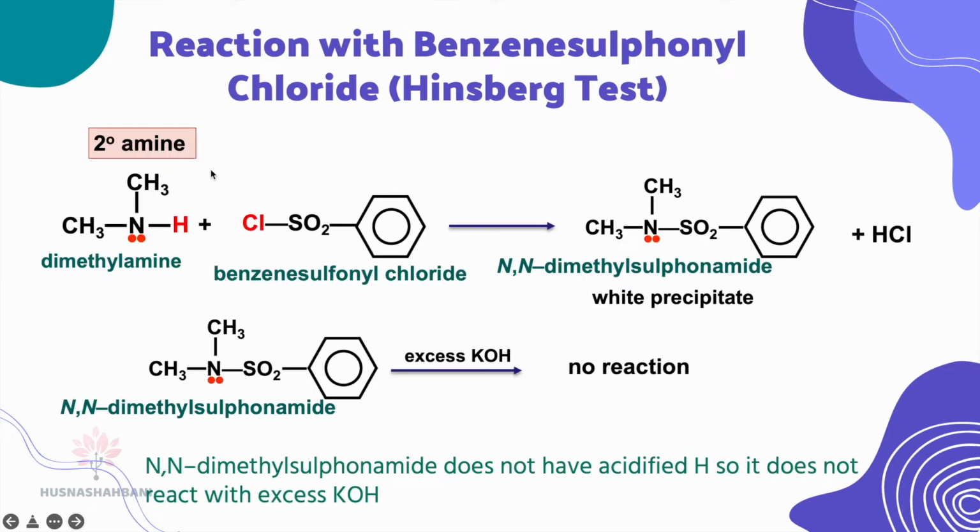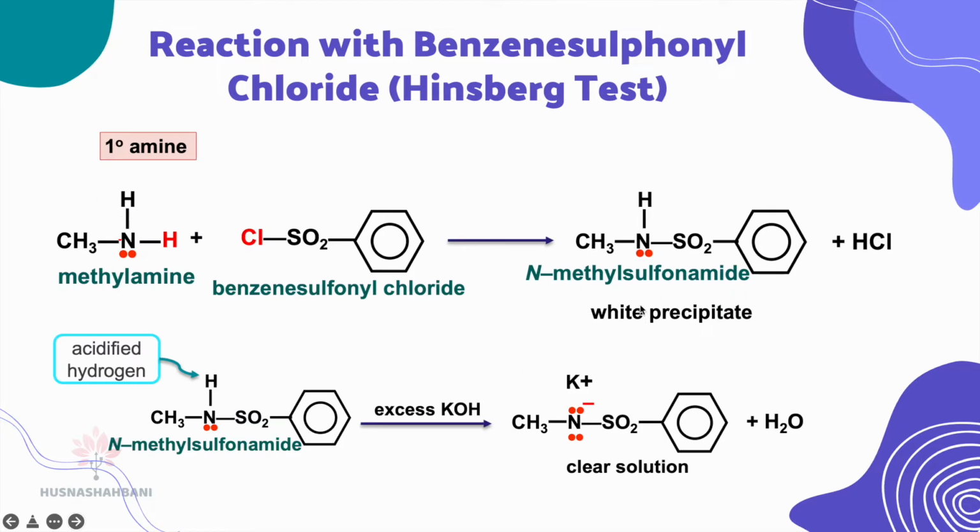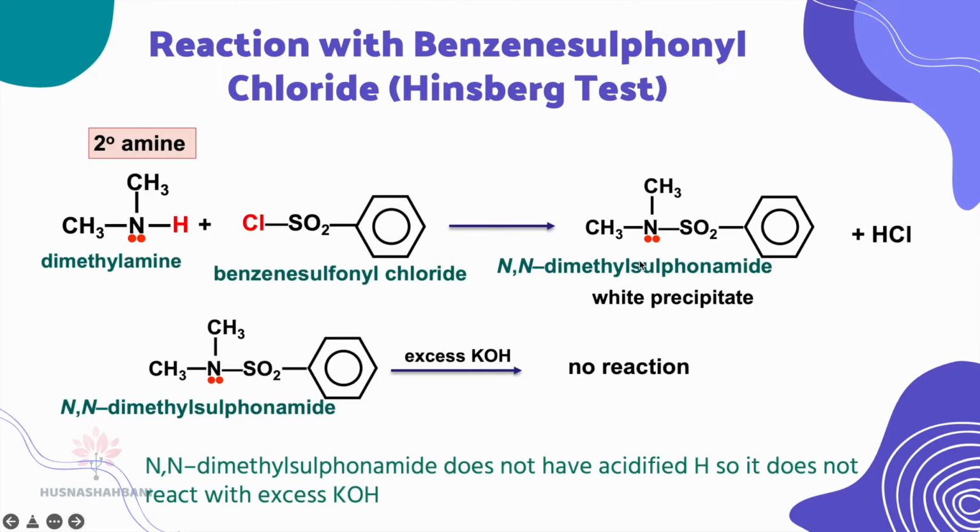For secondary amine, mix these two together, amine and Benzenesulphonyl Chloride. It has hydrogen, remove Cl. So the N and S bonded together, white precipitate, same like this one, primary. And then side product HCl, and then this white precipitate will be added with KOH excess.